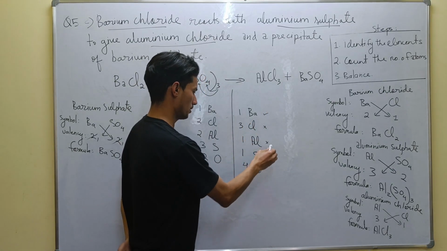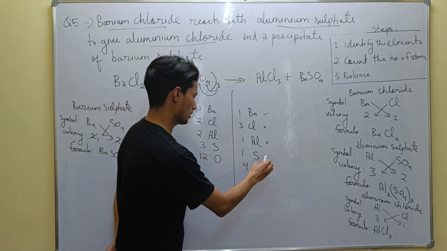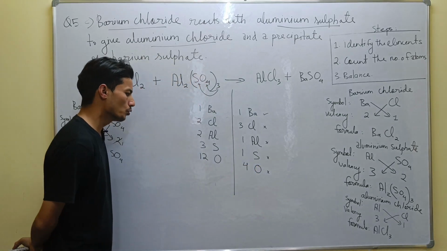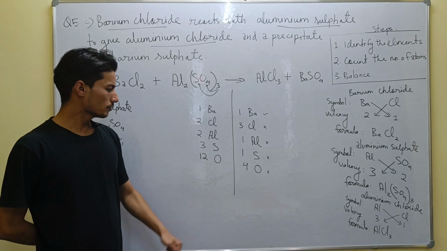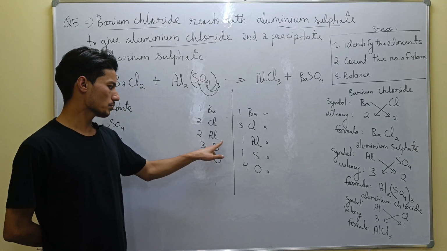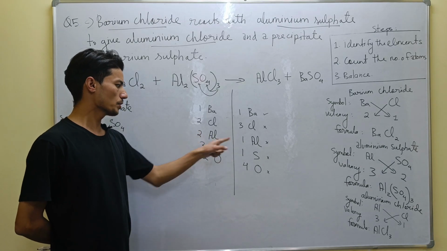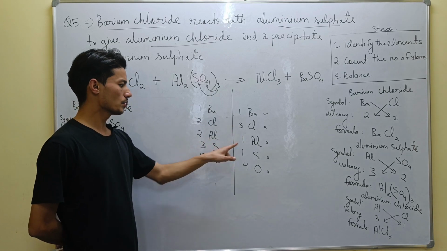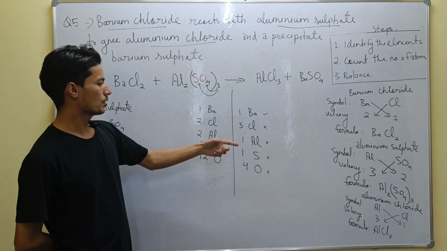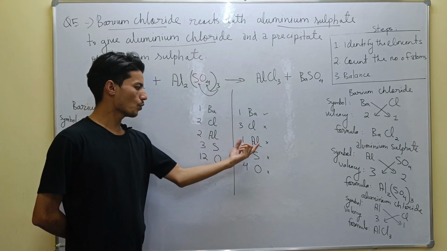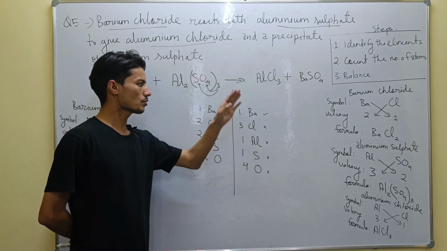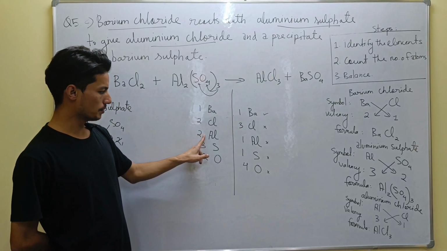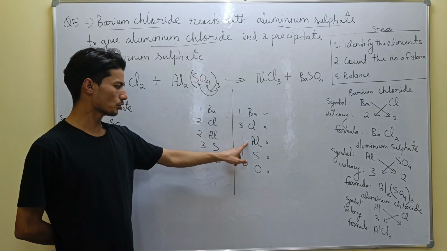Aluminium also not balanced, sulfur also not balanced, and oxygen also not balanced. So with whom should I start? Well, I will start with aluminium because the numbers are less, isn't it? 2 plus 1 is 3, this is 5, 3 plus 2 is 5, this is 3 plus 1 is 4, so I'll start with aluminium. So 2 aluminium atoms here, 1 here, so this side is less, so I will deal with this side. So 2 aluminium, so I have to make this 1 into 2.